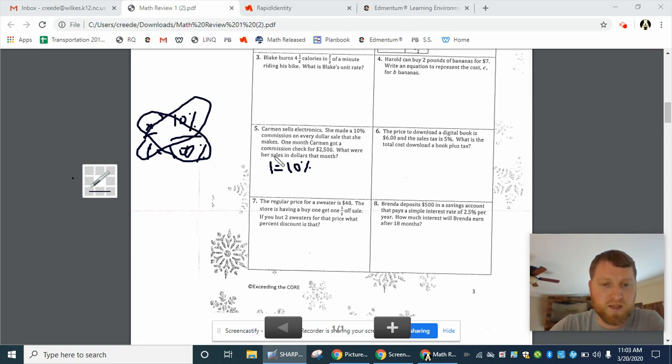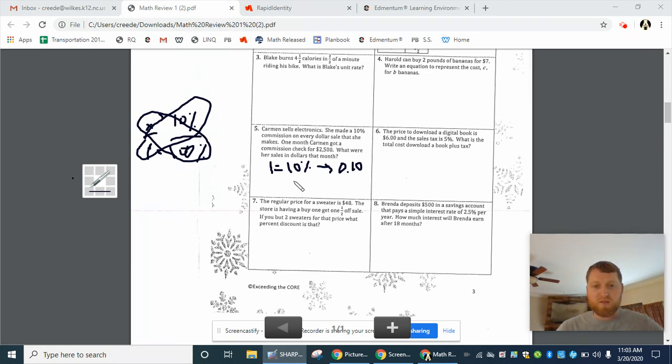All right, 10% of 1 is going to be 0.10. In terms of money, that is 10 cents. So every dollar that she sells, she's going to make 10 cents. Pretty good deal there. I would definitely take that deal if I could, especially trying to sell things. Okay, so she's going to make 10 cents on every dollar.